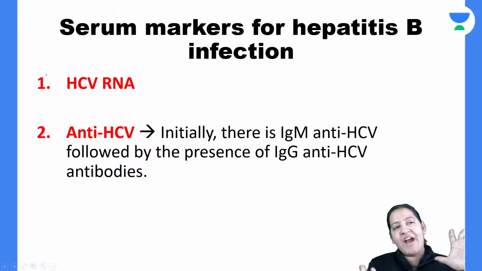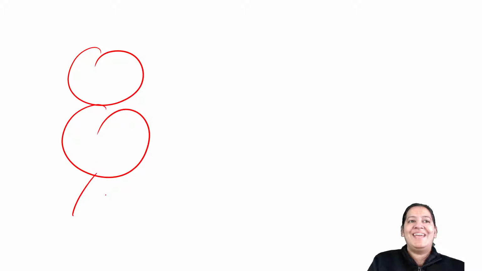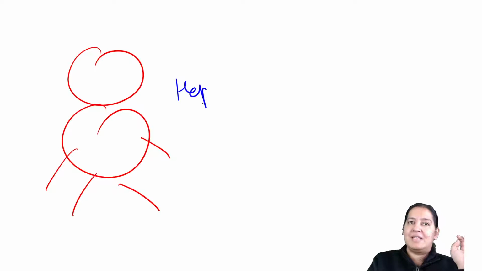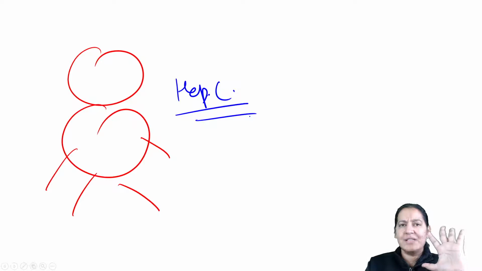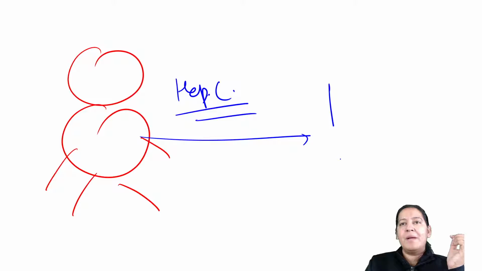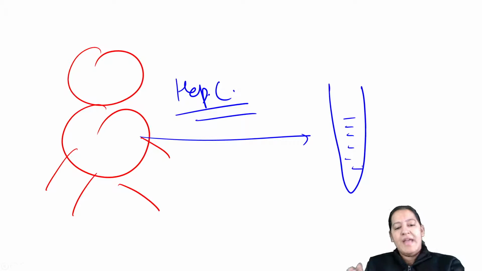So what will you find in the blood of this patient? This is a patient in front of me with hepatitis C. I'm suspecting the patient is having hepatitis C. Incidence and prevalence is low, but yeah, it occurs. So hepatitis C है इस person को. I'm suspecting.